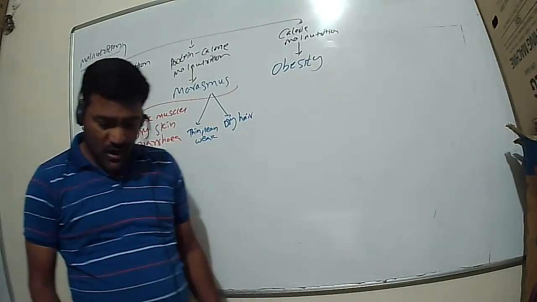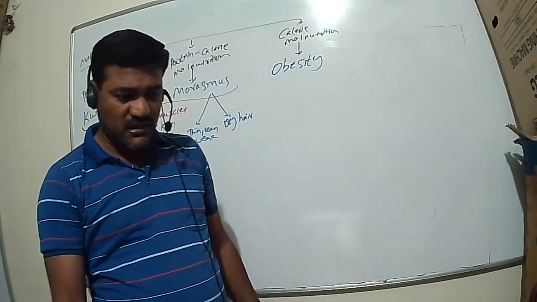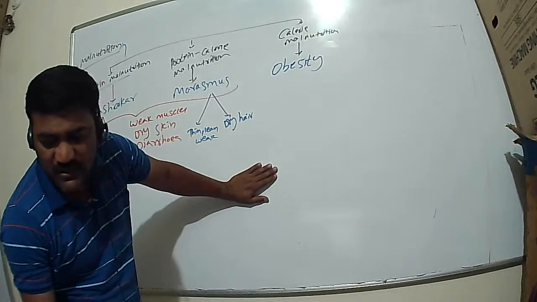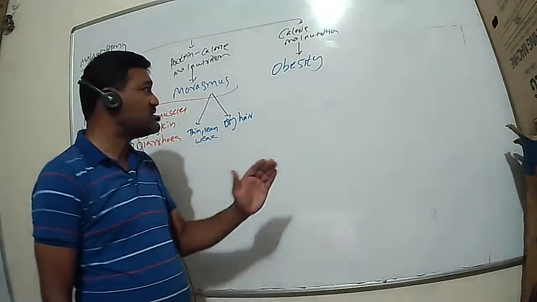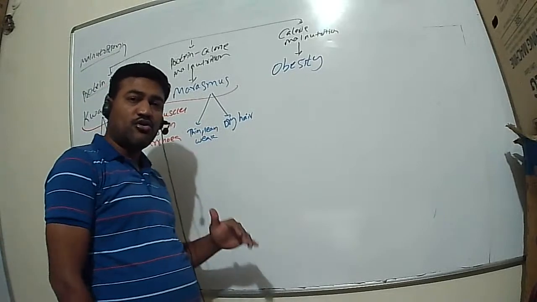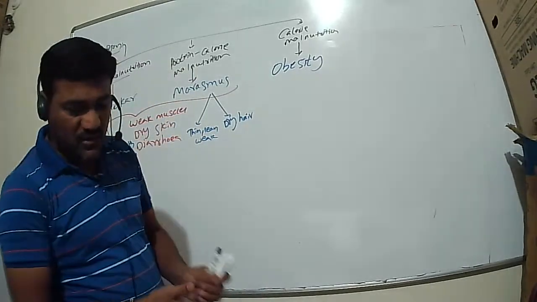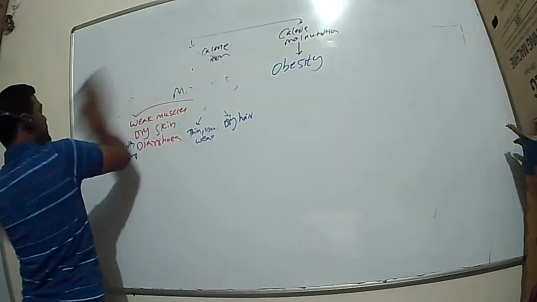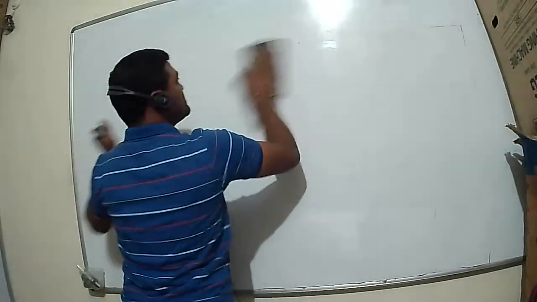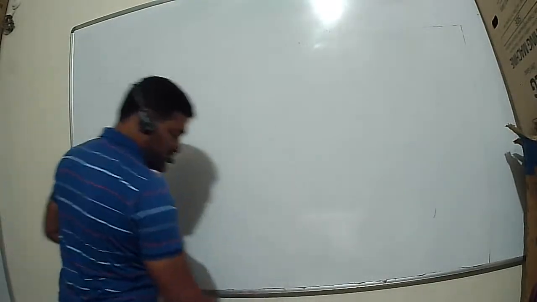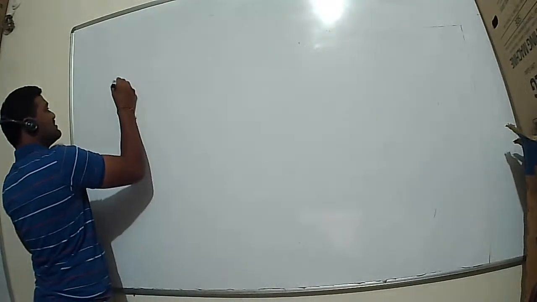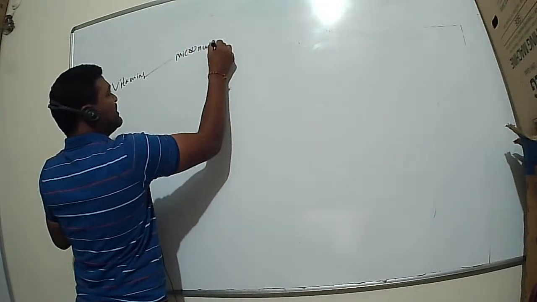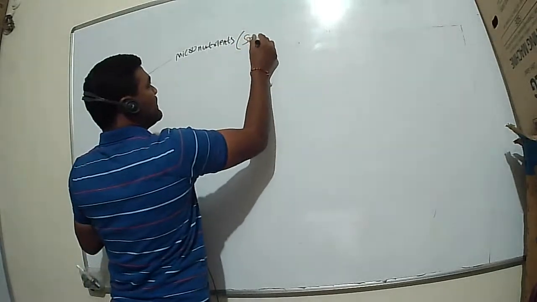Now, how do you prevent all these problems? By consuming the required amount of nutrients in the required quantity. Too much less or too much more is also bad. And now coming to the last part, about vitamins. Vitamins are required by our body in very small quantity. Vitamins are called micronutrients because they are required by our body in very small quantity.